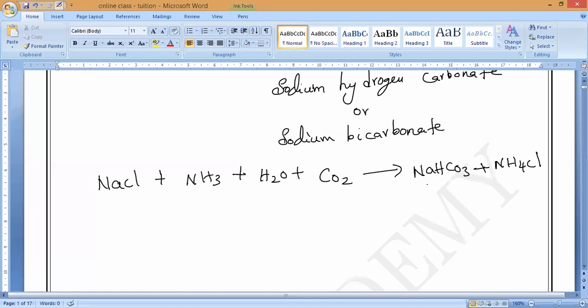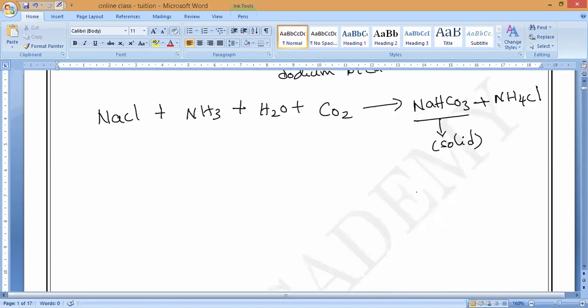This sodium bicarbonate is sparingly soluble in water, and it comes out in the form of a solid. Is it yes or no? Precipitate means solid. Is it yes, guys?